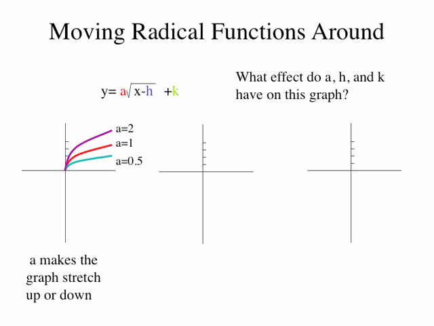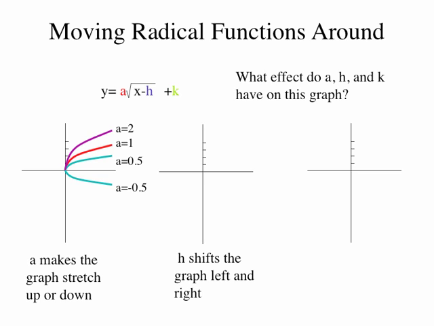And if a is negative, it's okay for that coefficient out front to be negative. That's going to flip the whole graph over. So if a is a negative number, it just takes the positive graph and flips it upside down. It's a reflection across the x-axis. So a changes the shape and reflection of that graph.